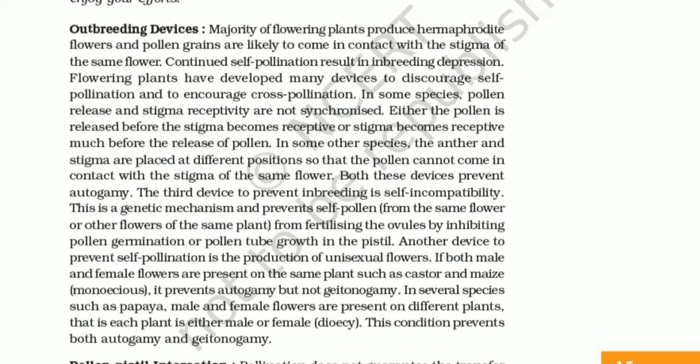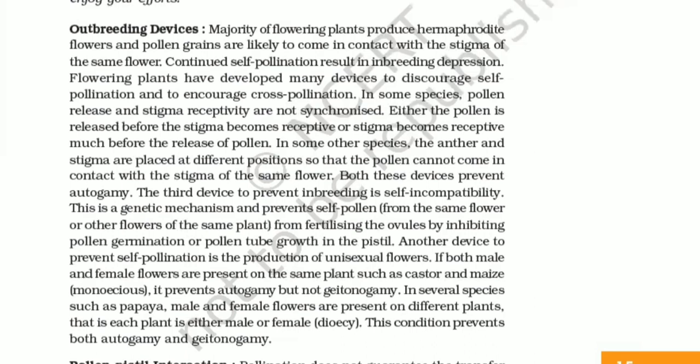In some other species, the anther and the stigma are placed at different positions so that the pollen cannot come in contact with the stigma of the same flower. Both these devices prevent autogamy. The third device to prevent inbreeding is self-incompatibility. This is a genetic mechanism and prevents self-pollen, that is from the same flower or other flowers of the same plant, from fertilizing the ovules by inhibiting pollen germination or pollen tube growth in the pistil.